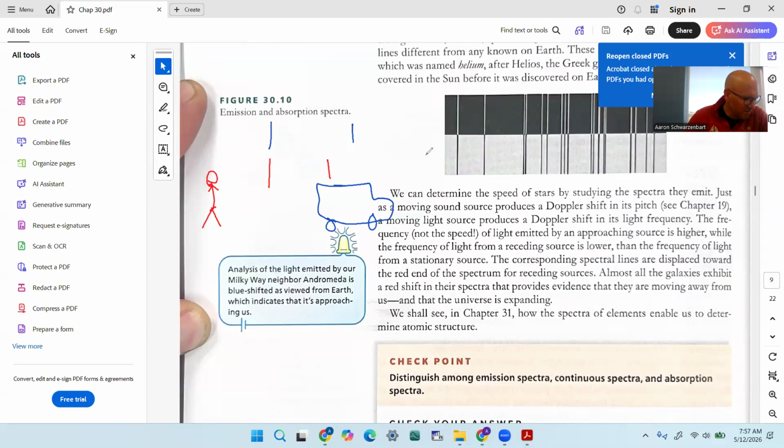Okay, these are called Fraunhofer lines, and they've been very, very important in discovering pieces of the universe and the characteristics of how the universe is moving and expanding.